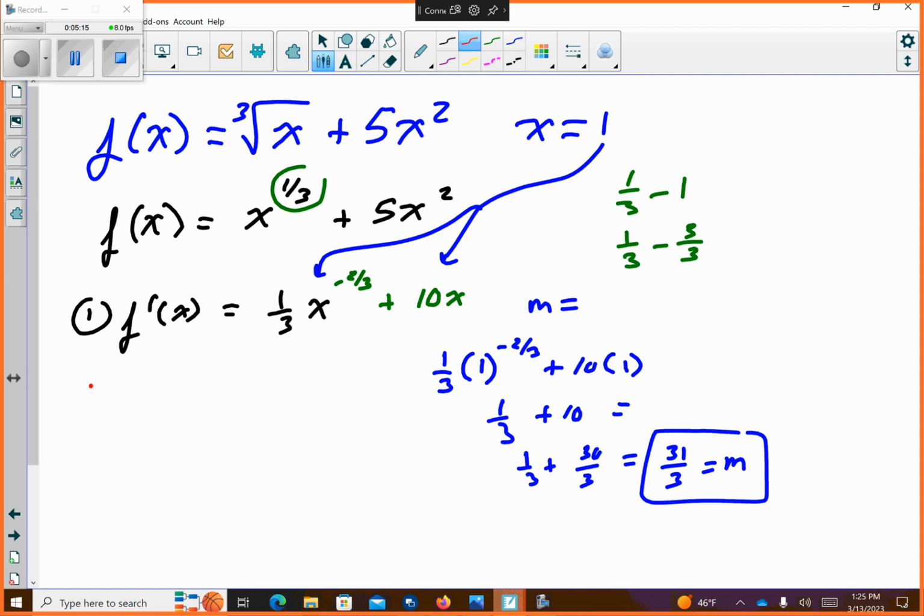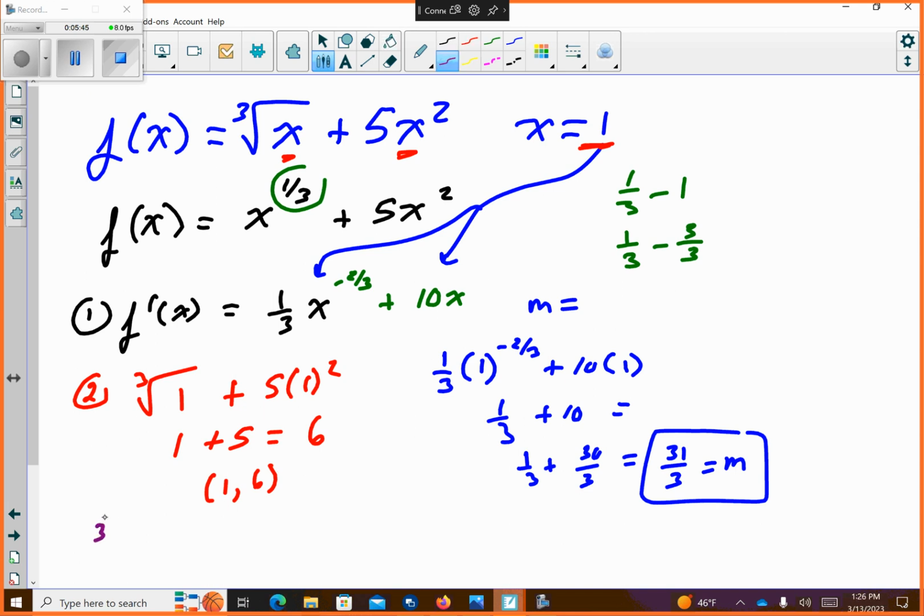All right, second step, I'm going to plug this 1 back into my originals. So I have the third root of 1 plus 5 times 1 squared. Third root of 1 is what number times itself 3 times gives me 1, and that'd be 1. 1 squared is 1 times 5 is 5, so I'm going to get 6. So that tells me that the point 1 comma 6 is my point of tangency.